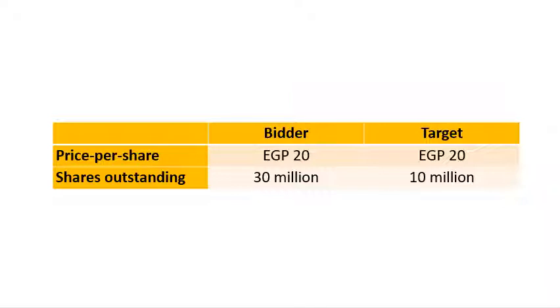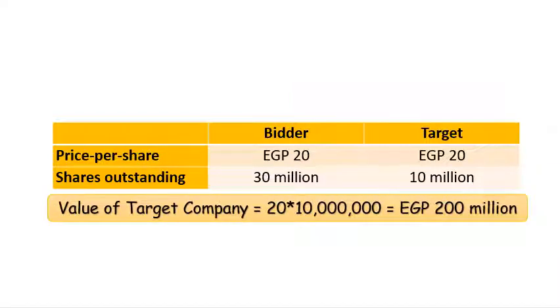Now the bidder wants to acquire all the outstanding shares of the target company. So the investment bank will calculate the value of the target company at 200 million Egyptian pounds. How did the investment bank calculate this value? Simply, the number of shares of the target company is 10 million shares. Each share is traded at 20. So the value of the target company will be 20 times 10 million equals 200 million Egyptian pounds.